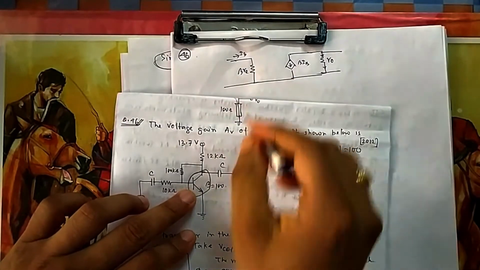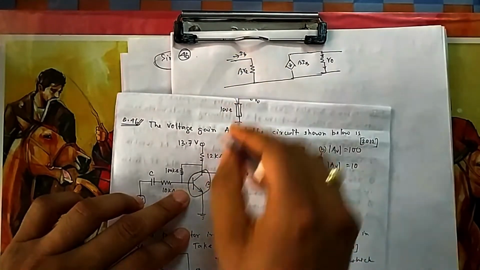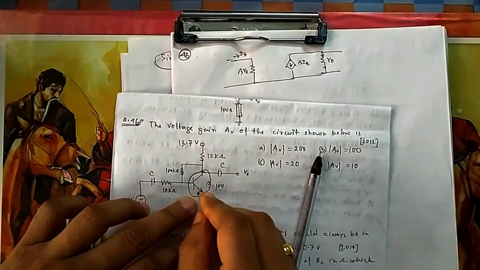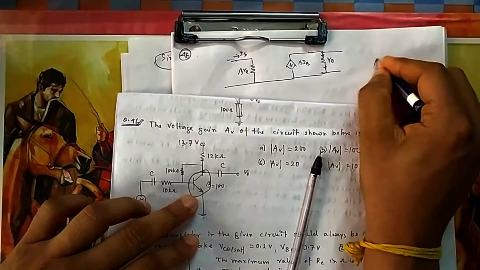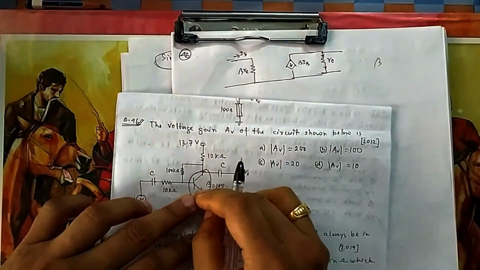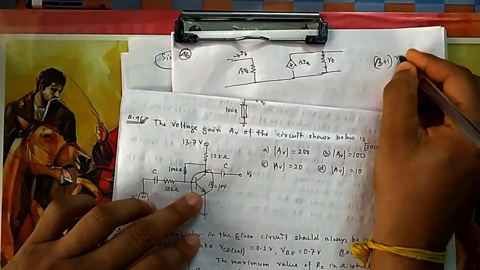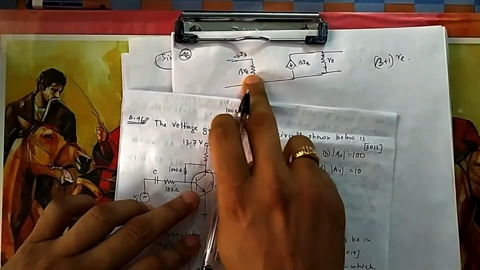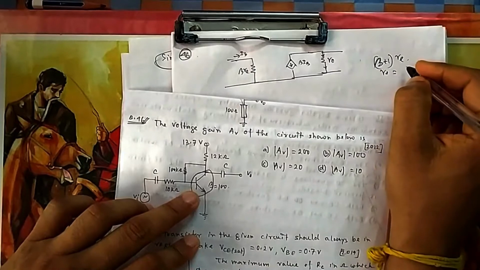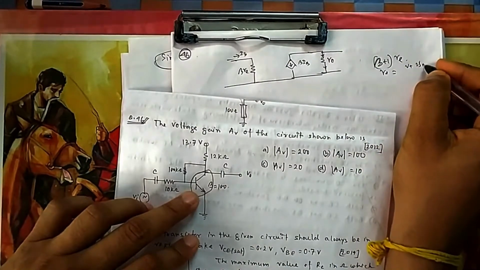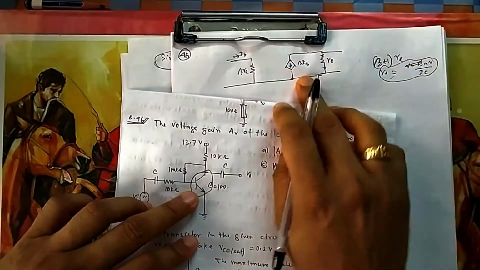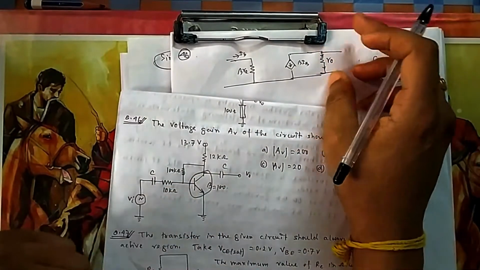Why is it beta into RE? Because this current IB, when it comes to the emitter, becomes beta plus 1 into IB. Because current is flowing through the internal resistance RE, the drop will be beta plus 1 into RE, but for simplicity we assume it to be simply beta. That is why beta is multiplied here. This is the internal characteristic of RE. RE, you know, is VT, that is 25 millivolt or 26 millivolt, divided by IE. That is some internal characteristic of the transistor. So remember this one, and this is RO, the output resistance, which is generally infinite.